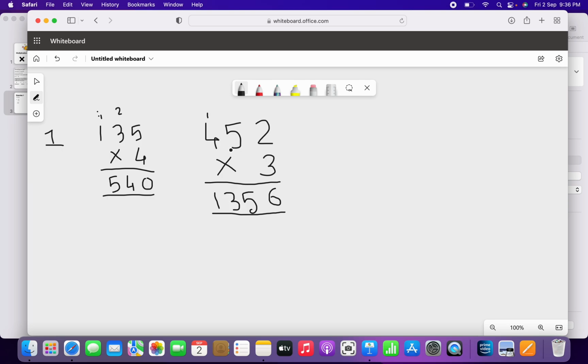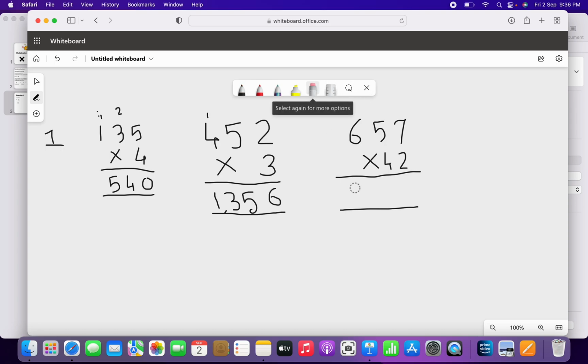So 452 multiplied by 3 is 1356. And the third sum goes like this: 657 multiplied by 42. An interesting problem. So what happens here is, first let me take this off.